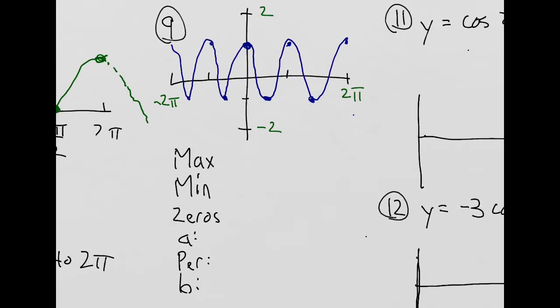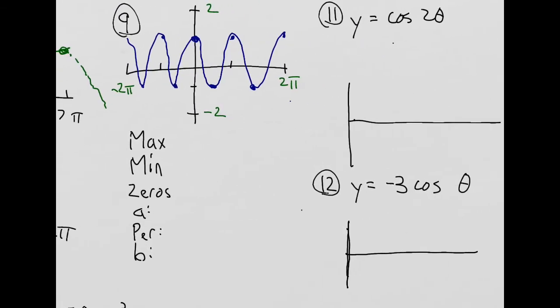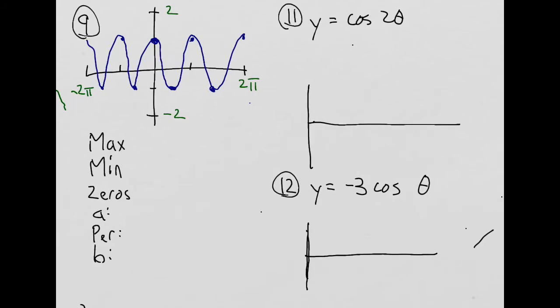Okay, let's take a look at a couple problems and see how that works. Let's start off with number 9. I'm going to do more than the problem says for number 9. For number 9, they give you a graph and some information about the graph. They tell you that in terms of x, it goes from -2 pi to +2 pi. In terms of y, it goes from -2 to +2.